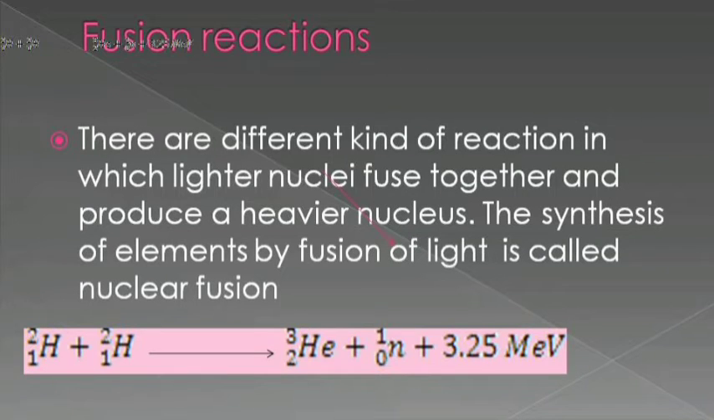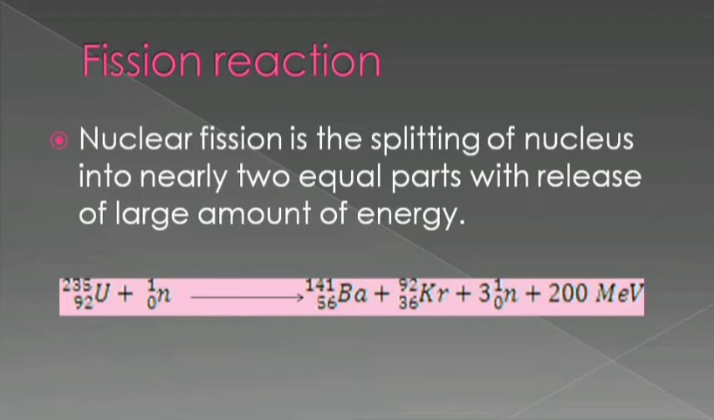Now come to the fusion reactions. These are a different kind of reaction in which lighter nuclei fuse together and produce a heavier nucleus. The synthesis of an element by fusion of light nuclei is called nuclear fusion. As you can see, two atoms of deuterium are fused together to produce one atom of helium with elimination of one neutron and a huge amount of energy.